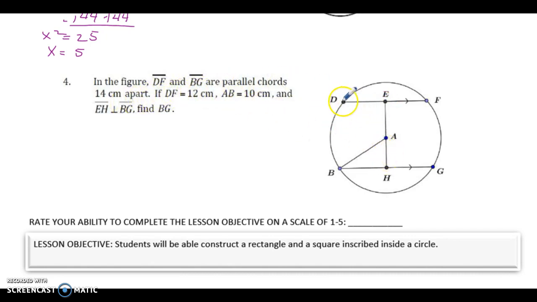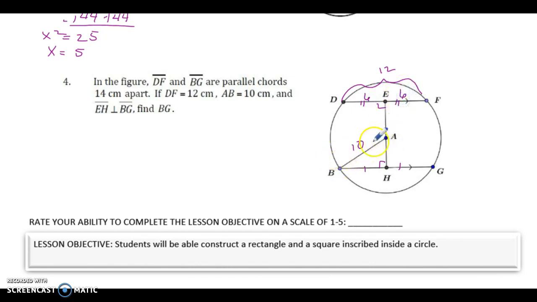DF is 12, and AB is 10, and EH is perpendicular to BG. Alright, so if that's perpendicular, then these are cut in half. And if a segment is perpendicular to this one, so this diameter or radius is perpendicular to this chord, and these two chords are parallel, then it must also be perpendicular here. So I can assume that these are bisected, and each one of these would then be 6.